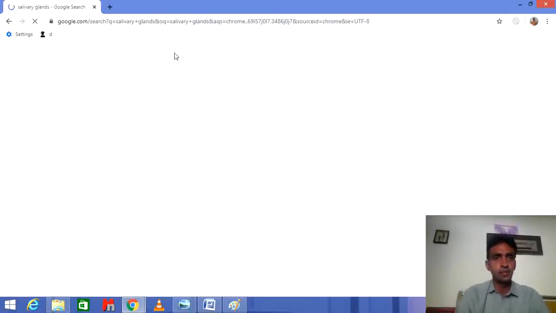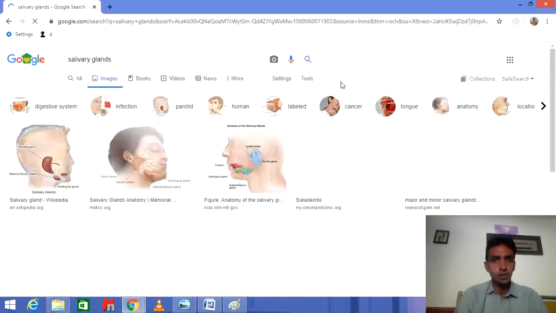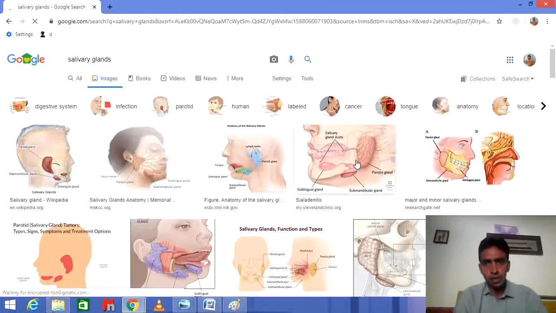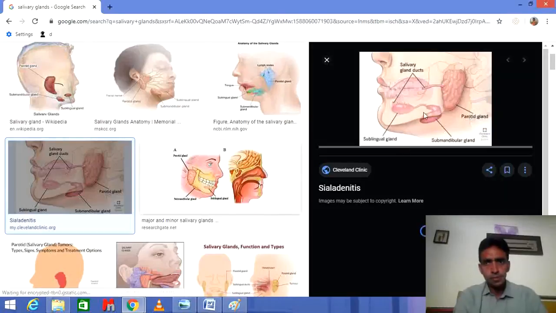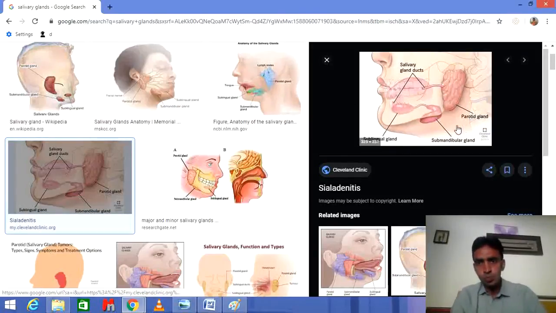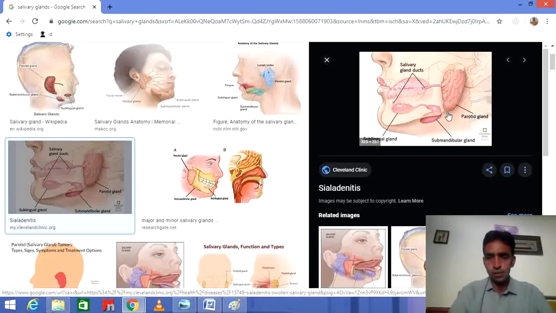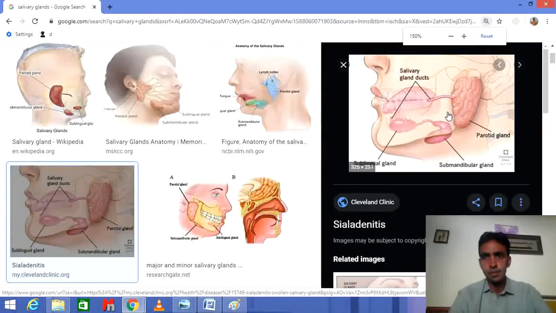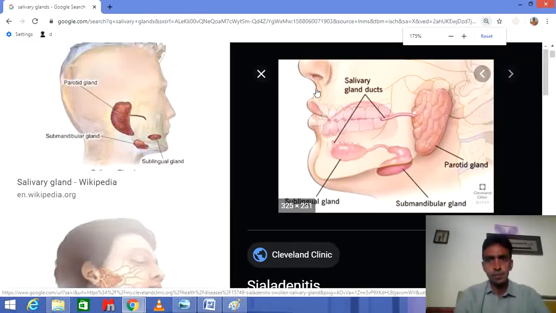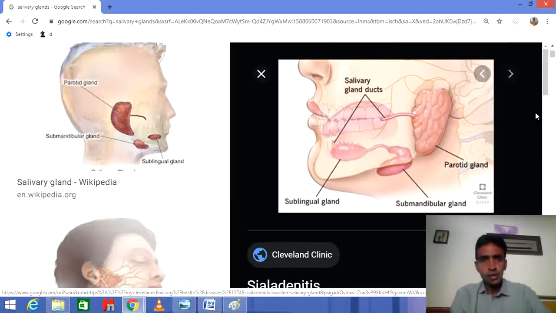Salivary glands. So three types of salivary glands are there. I think this diagram is good. In this diagram you can see three types of gland. This is called the parotid gland, salivary gland. This one is called the submandibular gland, and this one is called the sublingual gland.